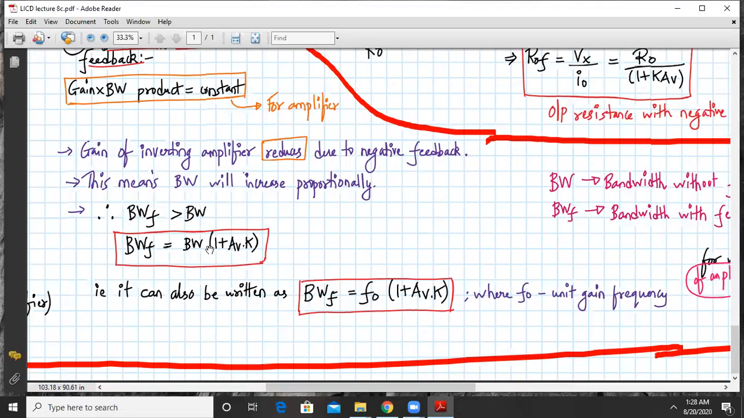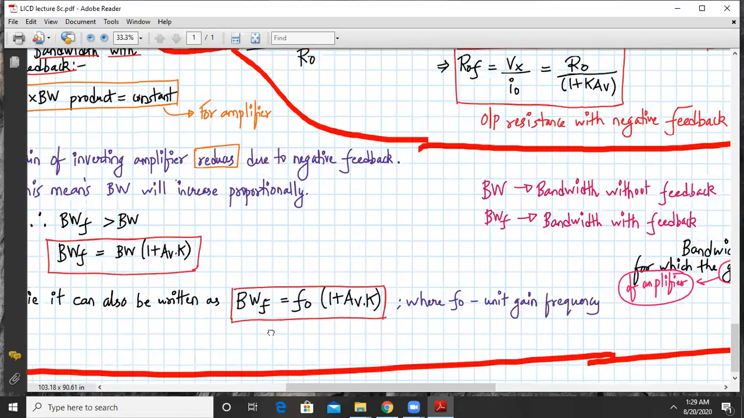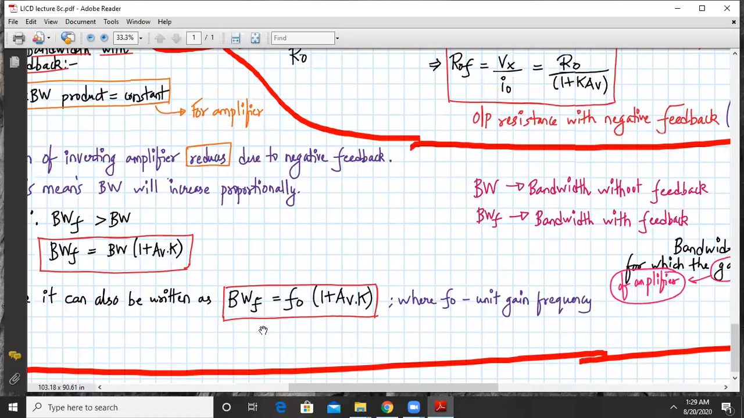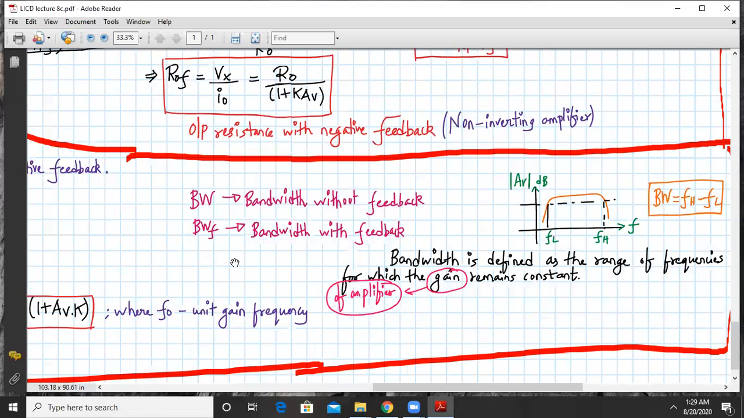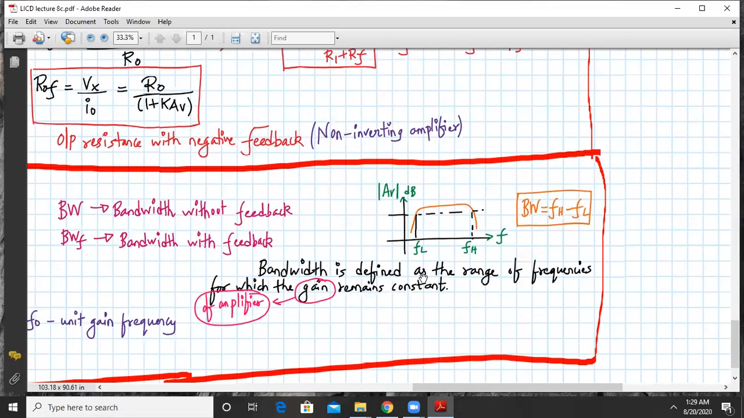The bandwidth with feedback is given by the bandwidth into 1 plus AV times K. Basically, this bandwidth is nothing but frequency. This can also be written as bandwidth with feedback equal to F naught into 1 plus K times AV, where F naught is my unity gain frequency. So this is the terminology: BW is bandwidth without feedback, and BWF is bandwidth with feedback. And that's the small definition of bandwidth. It is defined as the range of frequency for which the gain of the amplifier remains constant.